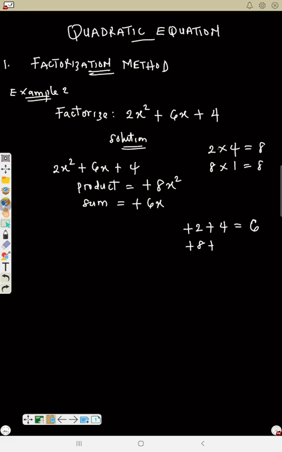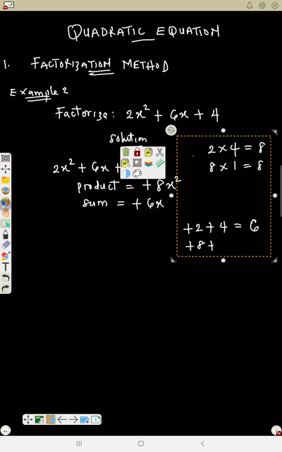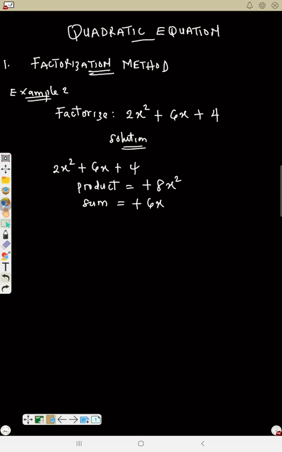Now we have known the two numbers, so we'll replace the middle number with the two numbers. So this is plus 2 plus 4, those are the two numbers. Now replace it with the middle number. We have 2x squared plus 2x plus 4x plus 4, meaning just add x to the two numbers.